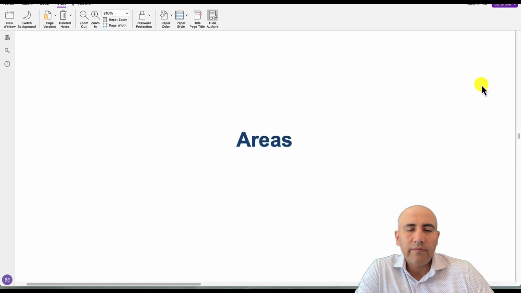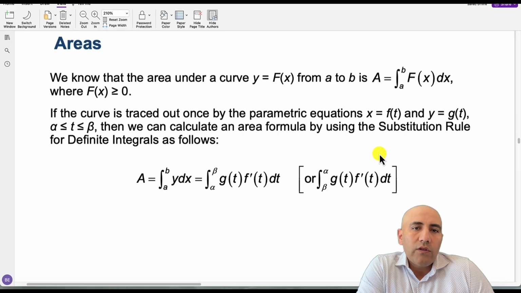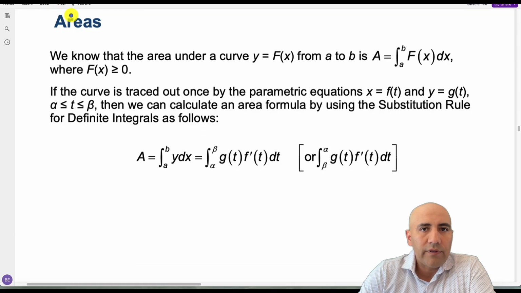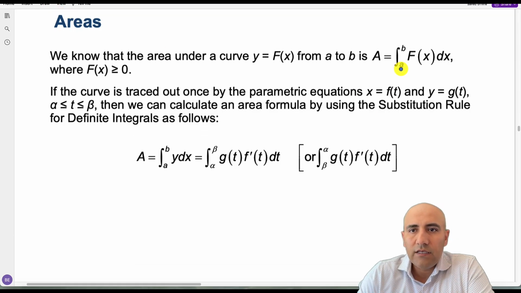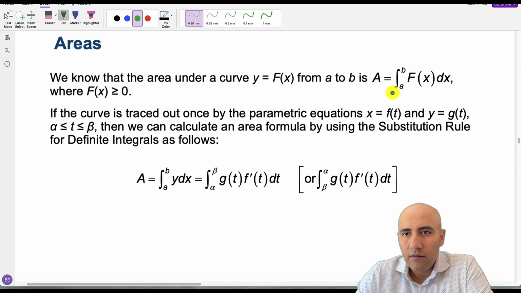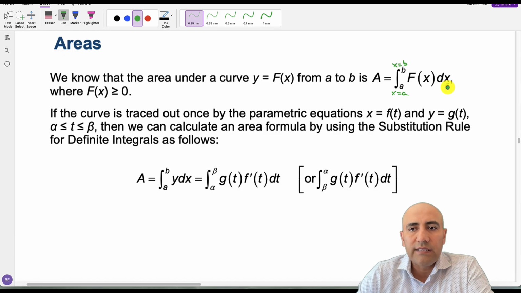Okay, next let's think about areas. So we know that the area under the curve y equals f of x from a point a to b is capital A equals the integral from a to b of f of x dx. Remember that I always like to include the variables here when they get a little complicated, so that I remember that this is referring to x equals a and x equals b, since the variable of integration is an x.